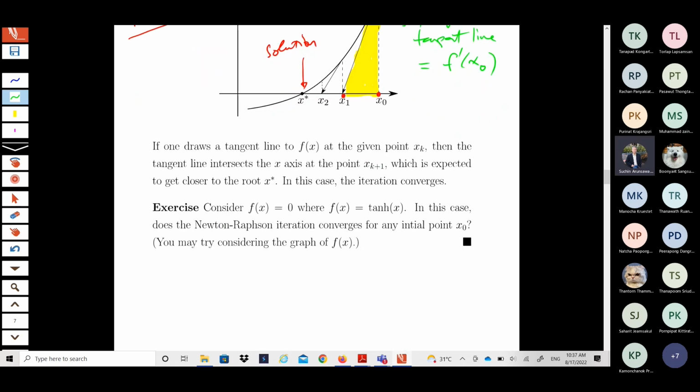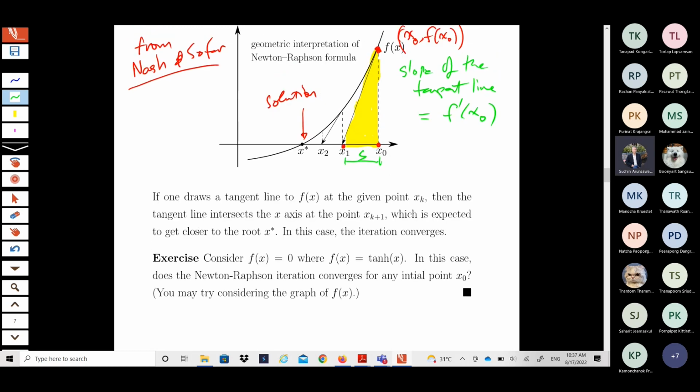Here, suppose we call this S. What S is? When we look at this, you see that x1 is equal to x naught plus S. Nope, minus: x naught minus S, right? Right, Emmanuel? Yes, that's right.